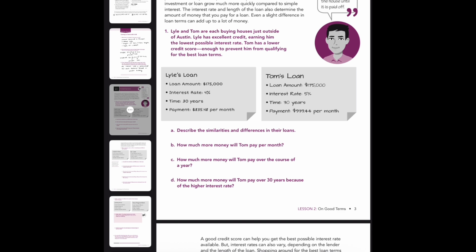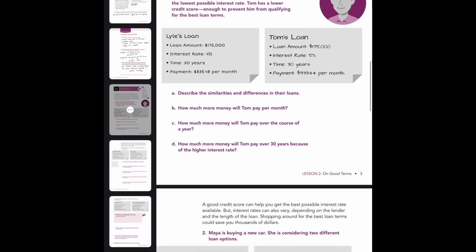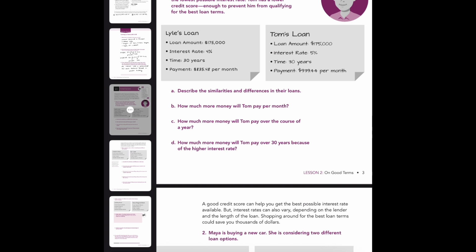So A wants us to describe the similarities and differences. So the things that are the same would be the amount of time and the same rate. Amount of the loan, not amount of time. So the amount of the loan and the time of the loan.